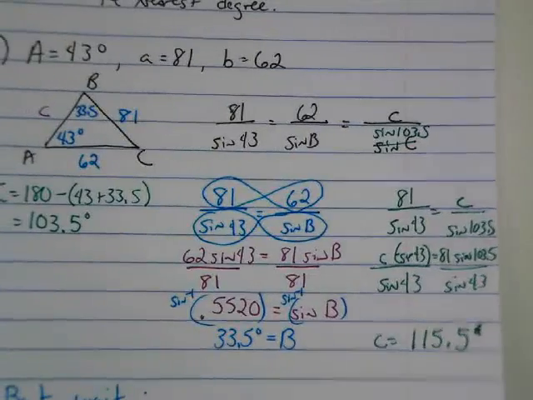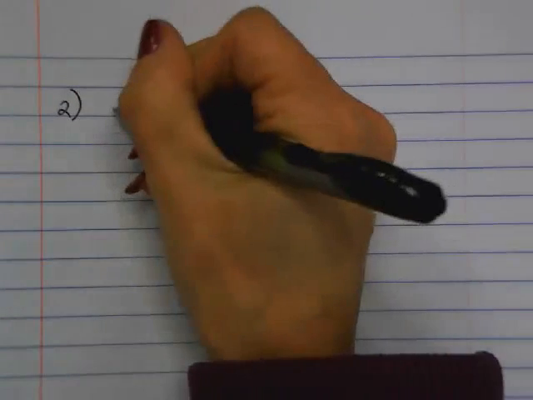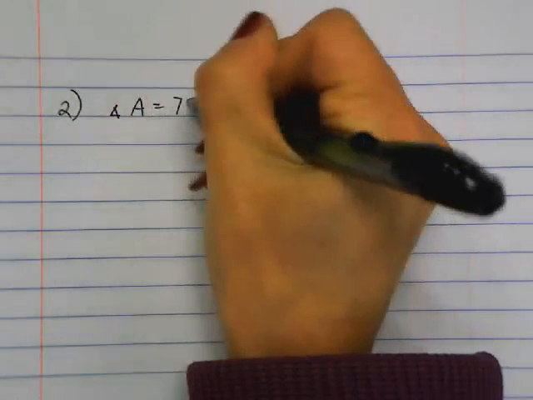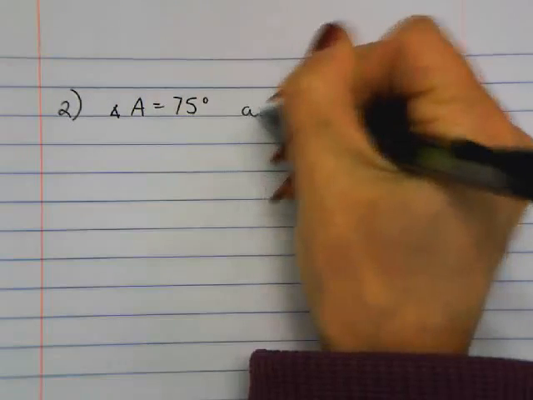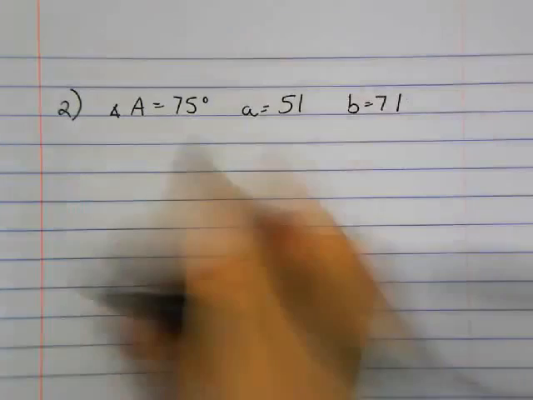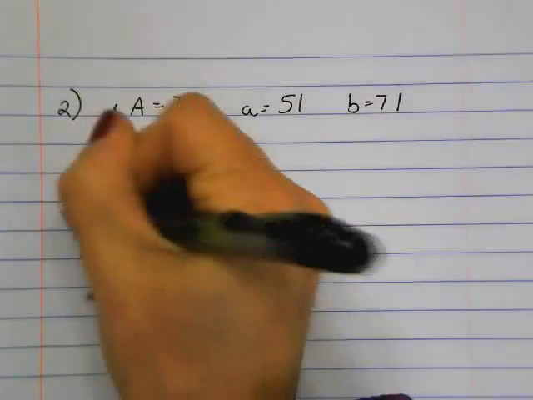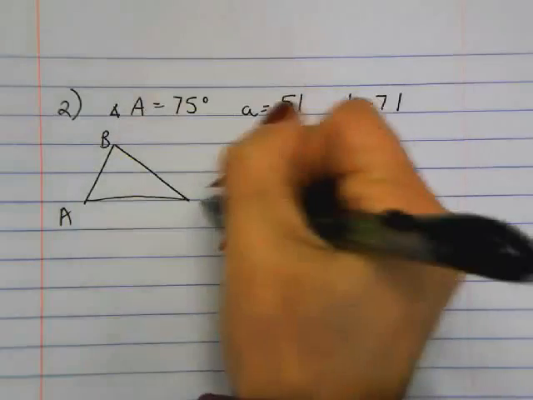Alright, let's try another side-side-angle. So number 2. Let's say that angle A is 75 degrees, little a is 51, and little b is 71. Okay, again, I like a picture. Your picture does not have to match anything I gave you. I just need a picture.